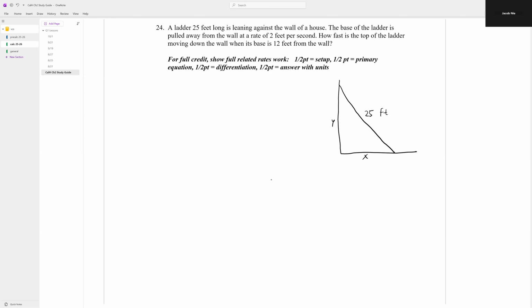And we're told that the base of the ladder, so that's this point here, is pulled away from the wall at a certain rate. So in other words, our length x is increasing at a certain rate, 2 feet per second. So dx/dt is equal to positive 2 feet per second, because that length is increasing. We're also given the fact that the base is 12 feet from the wall, so x equals 12 feet. Finally, what we're interested in is how fast the top of the ladder is moving down the wall. So we're trying to find essentially how fast that side length y is changing.